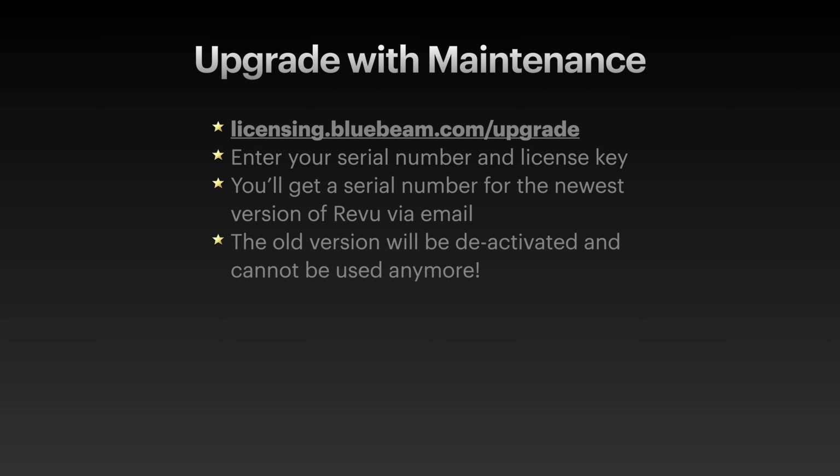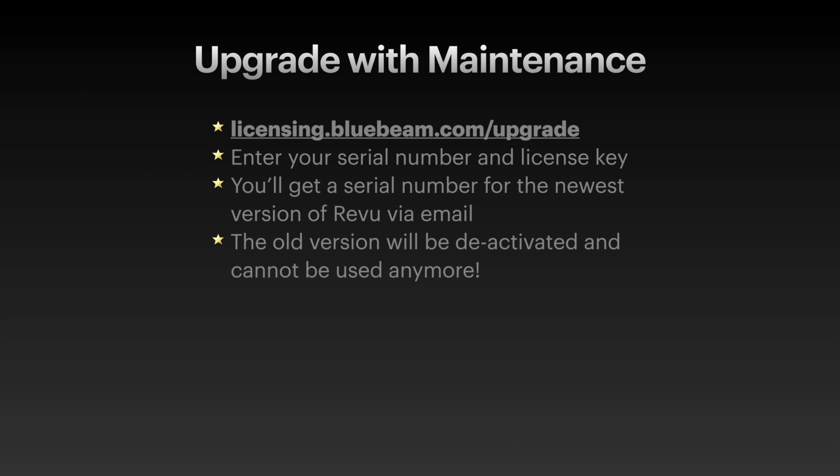Important to know about this procedure is that with maintenance, you have access to the newer version of Revu when it comes out within your maintenance period, but as soon as you register your new software, as soon as you use your new serial number, the old serial number will be deactivated. That means while you're on maintenance, you get the new software, but you're not allowed to use the old software anymore as soon as you have updated to the new one. So basically, you can't cheat anyone out of licenses by using more than one license at once.